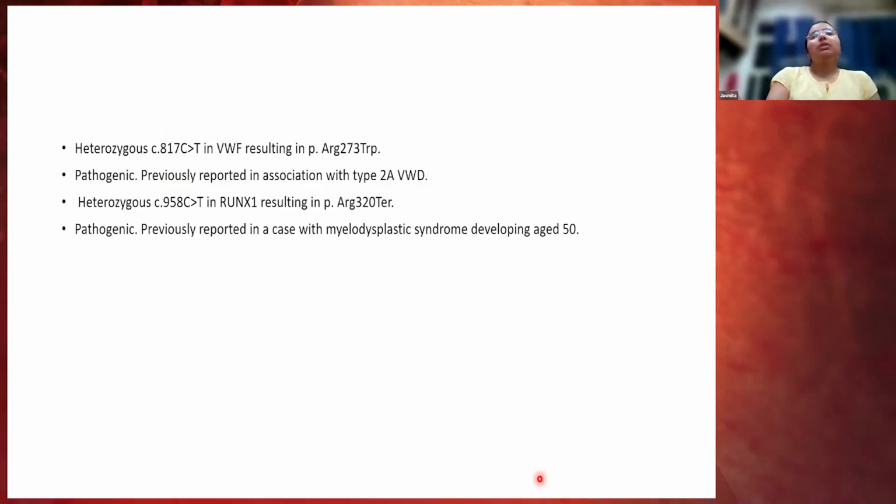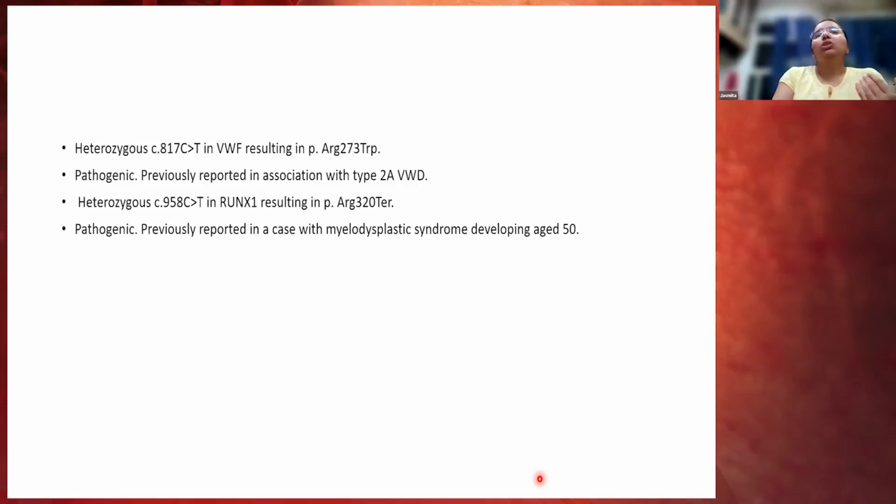So coming back to our case, our type 2, there was a heterozygous mutation in the von Willebrand factor. This was considered to be pathogenic, previously reported with type 2A. But the story did not stop there. Because a targeted resequencing was done, the RUNX1 gene was also included in the panel. There was a heterozygous mutation in the RUNX1 gene. RUNX1 is the familial platelet disorder gene. It is a germline predisposition to AML and MDS, and there was a history of MDS in the patient's father.